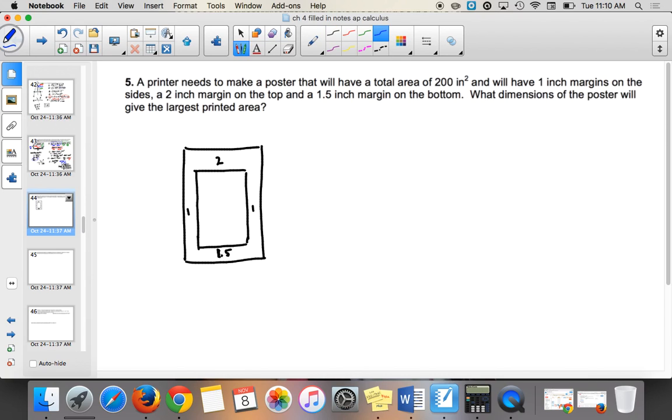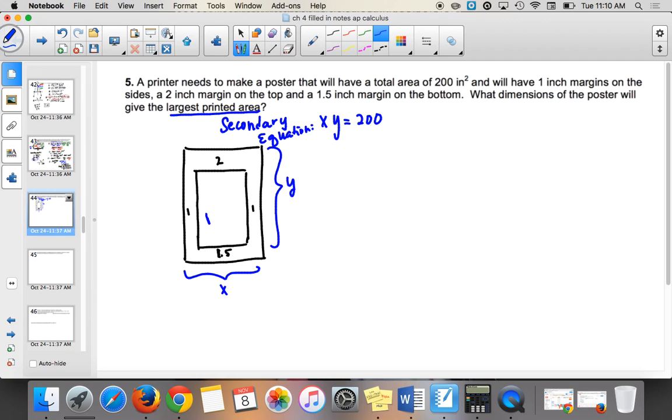Okay, so the whole poster, we'll call it X and Y, and we know that X times Y has to be a total of 200 square inches. That's what we call our secondary equation. The reason that's our secondary equation is because it's not anything that we're trying to maximize or minimize. The question said, what dimensions of the poster will give the largest printed area?